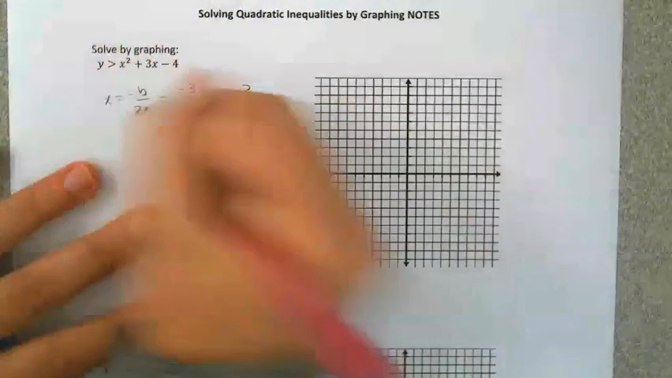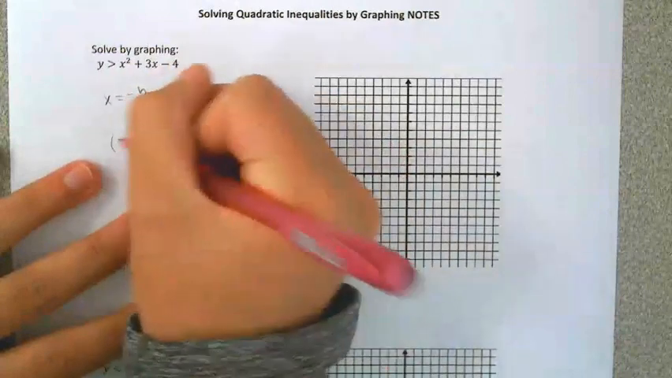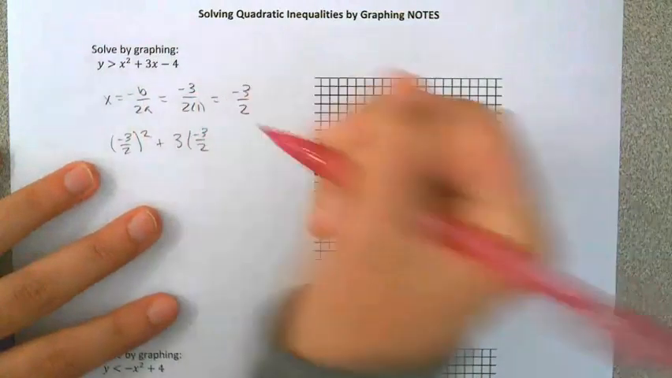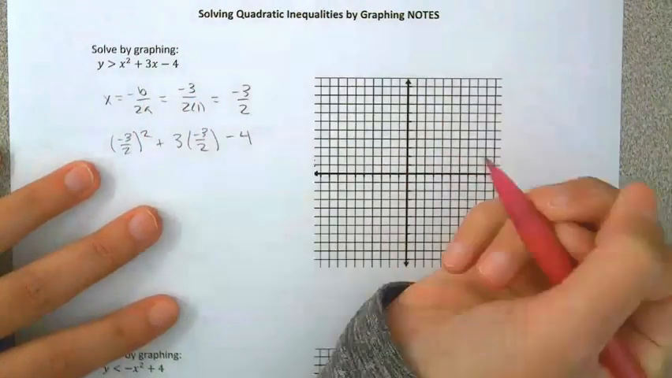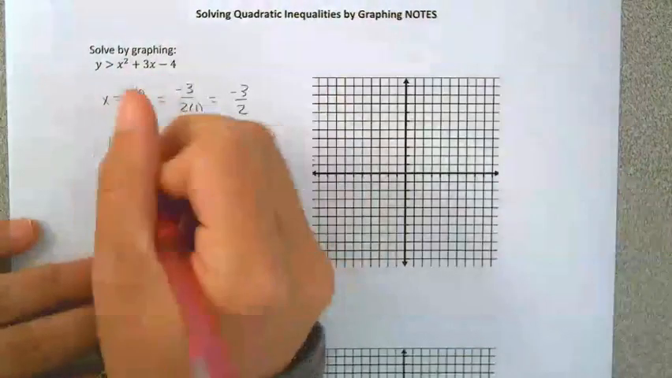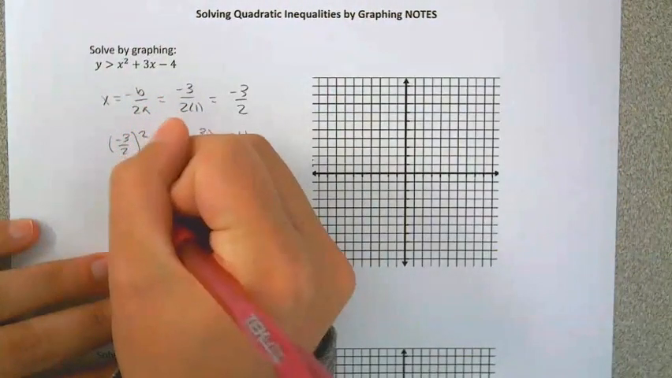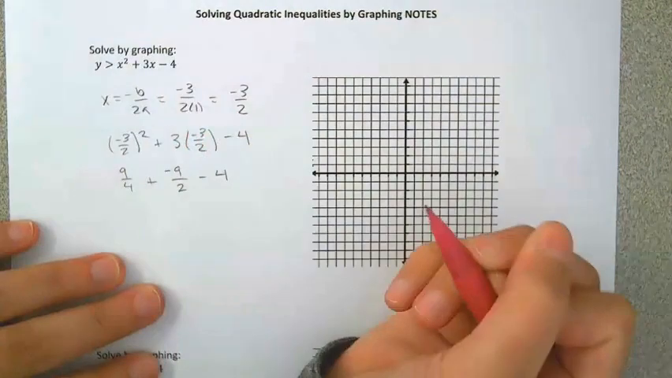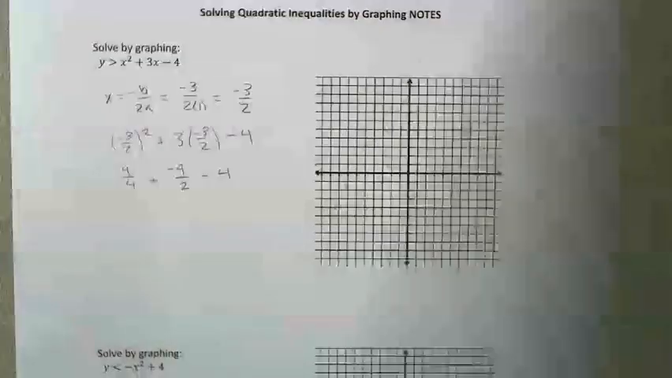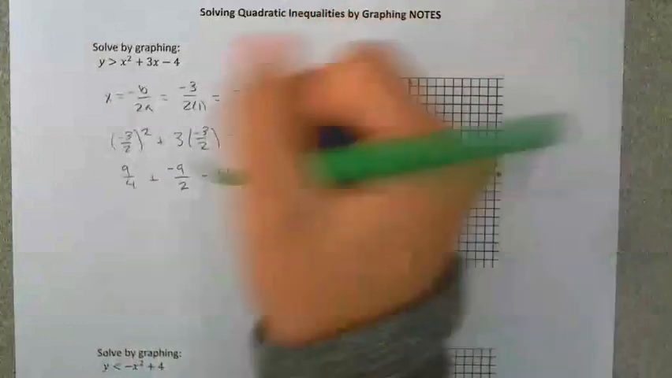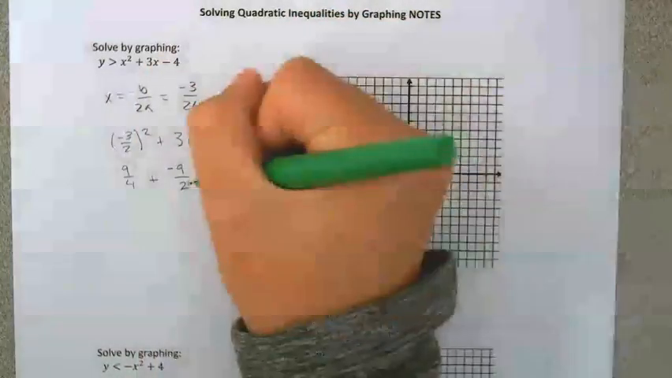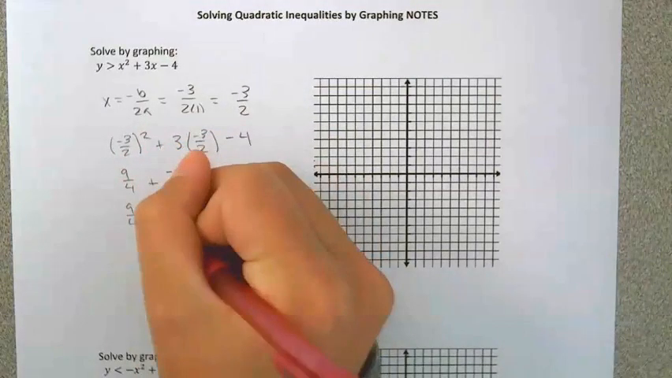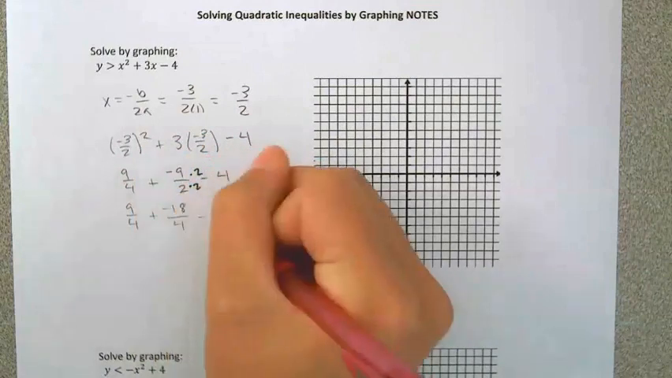Then we're going to find what the y value is at that value. So it's going to be negative 3 halves squared plus 3 times negative 3 halves, and then minus 4. From there, we're going to solve it, and this becomes 9/4 plus negative 9 halves minus 4. Here, I'm going to rewrite this and make it have a common denominator. So I'm going to multiply this by 2 and that by 2, so I can combine them a little bit nicer: 9/4 plus negative 18/4 minus 4.